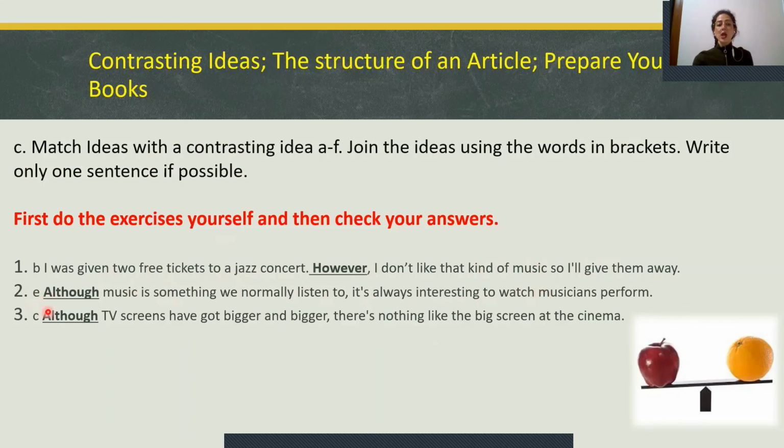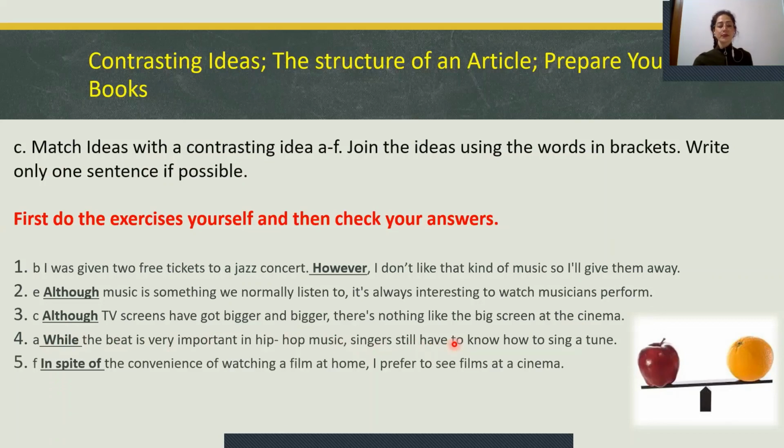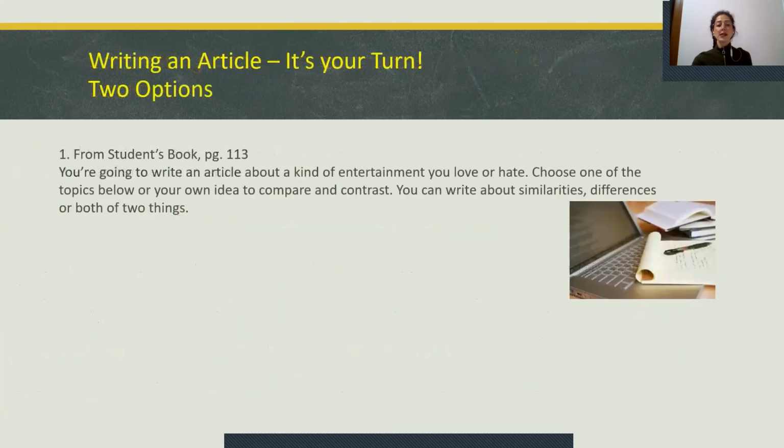3 with C. Although TV screens have got bigger and bigger, there is nothing like the big screen at the cinema. 4 is A. While the beat is very important in hip-hop music, singers still have to know how to sing a tune. 5 is matching with F. In spite of the convenience of watching a film at home, I prefer to see films at the cinema. And 6 is matching with D. Despite my love of special effects, I still want films to have a good story and good acting.